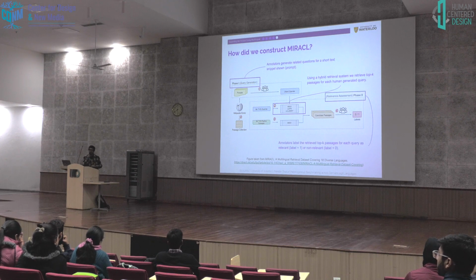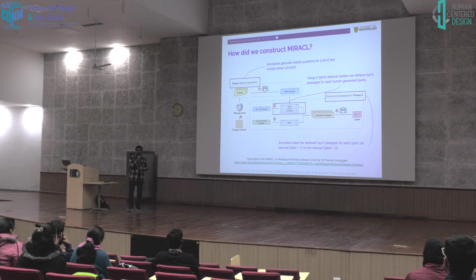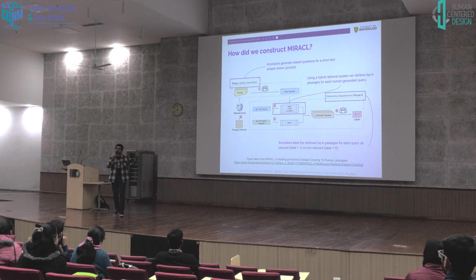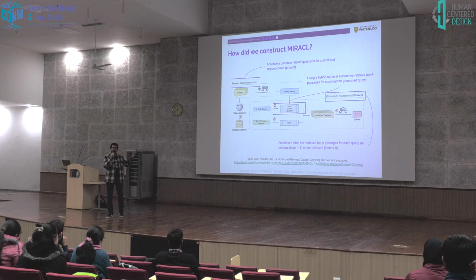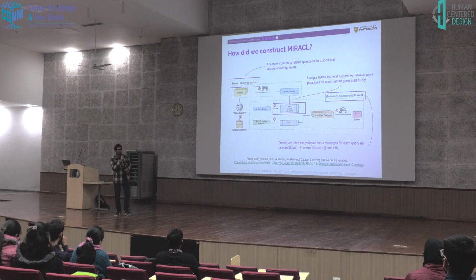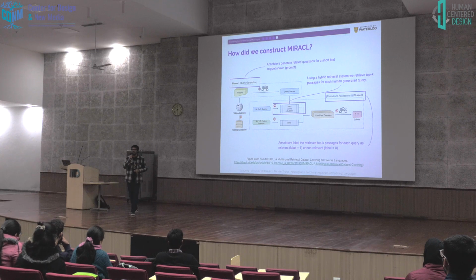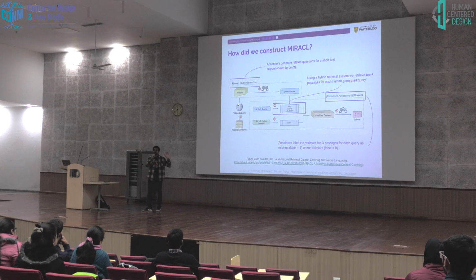And in the next phase, the annotators label each of these passages by looking at whether the passage answers the question or not. If the passage answers the question, the annotator will label it as 1, being relevant. If the passage doesn't answer the question, the annotator will label it as 0. So this is how we construct these data sets in different languages. My example was in English, but you can do the same thing in any language.